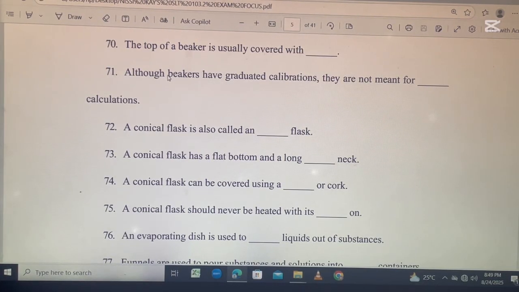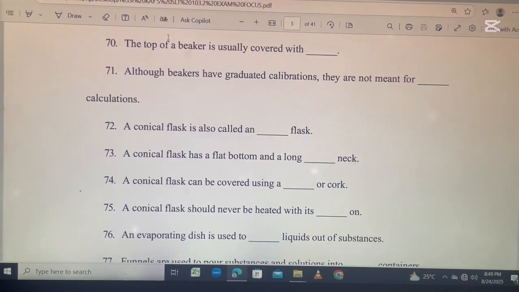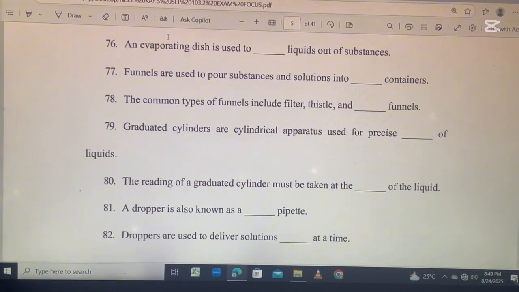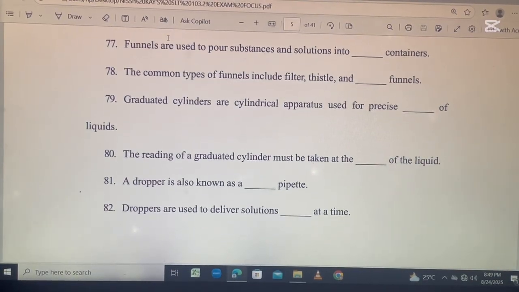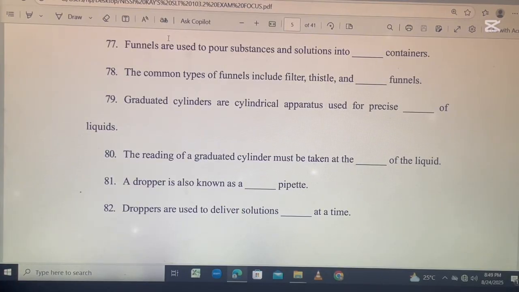Now, an evaporating dish is used to evaporate liquids out of substances. The next one, 77, says funnels. Funnels are used to pour substances and solutions into narrow-mouthed containers. The next question, the common types of funnels include filter, thistle, and dropping funnels.